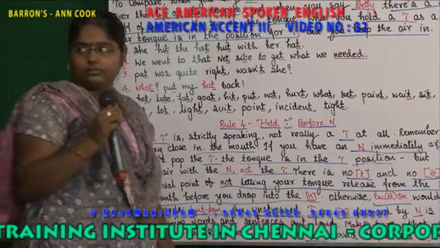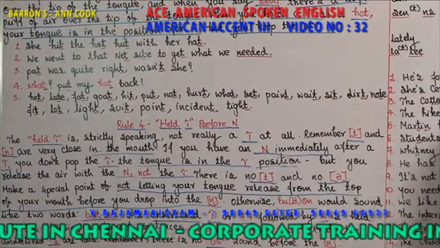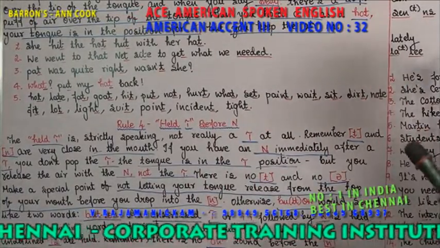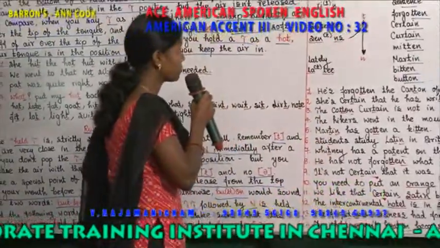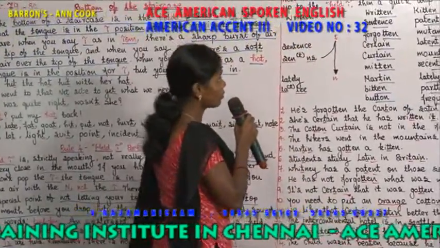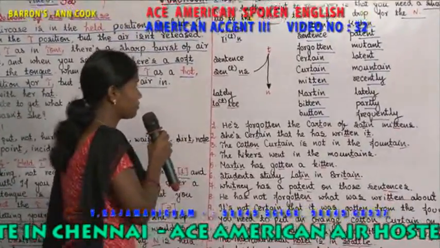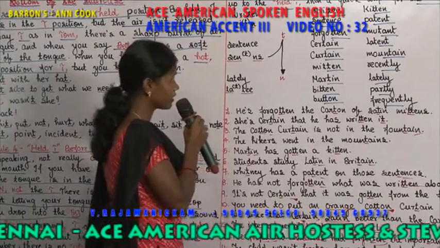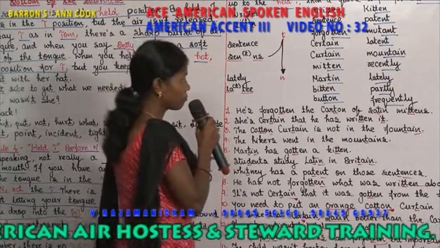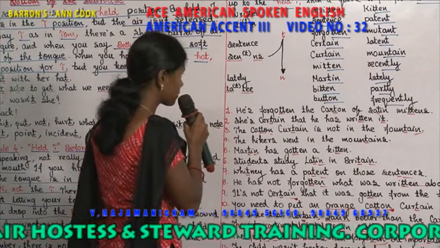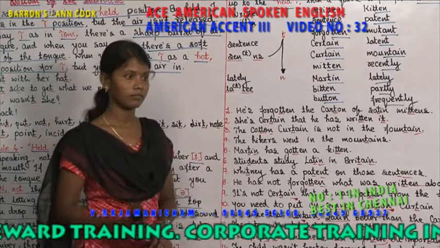Okay, you can say about the written, kitten, sentence, patent, forgotten, mutant. So only the words. Written, kitten, sentence, patent, forgotten, mutant, certain, Latin, curtain, mountain, mitten, recent, Martin, lately, bitten, pat, button, frequently. Yes, Jyoti can say the sentences 1 to 15.